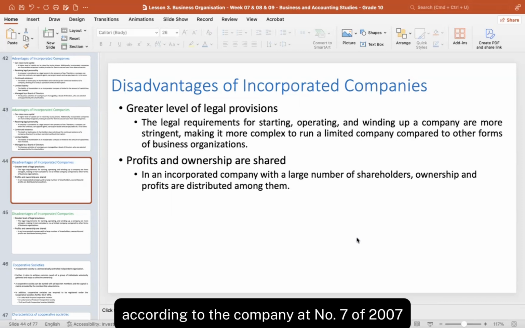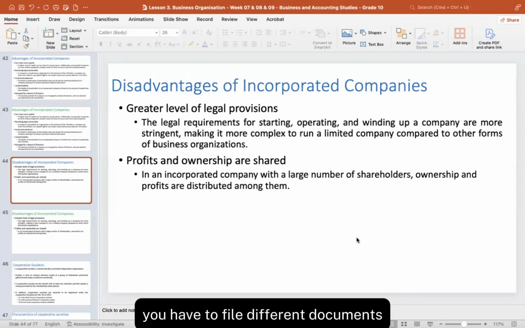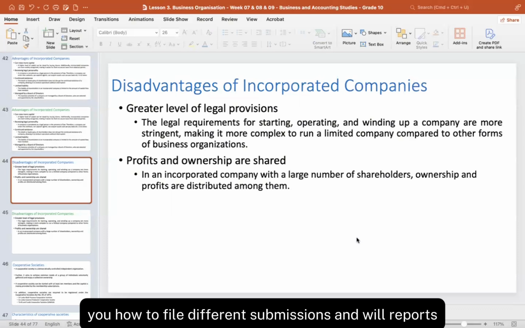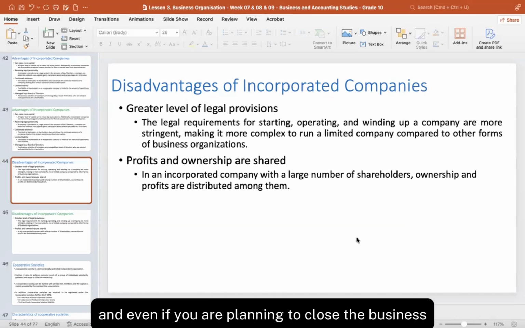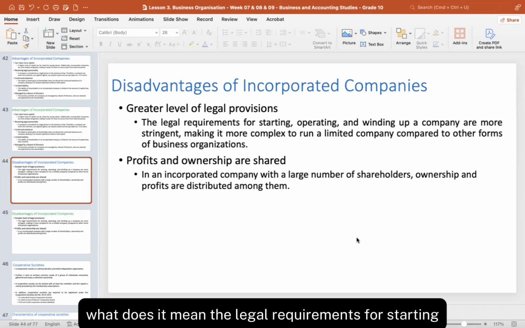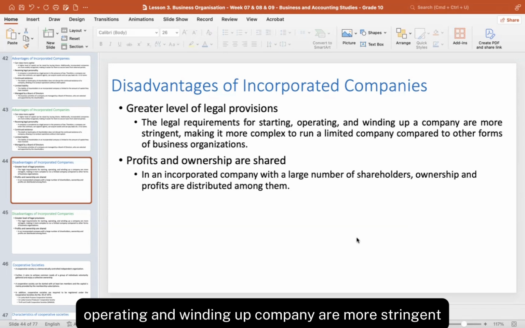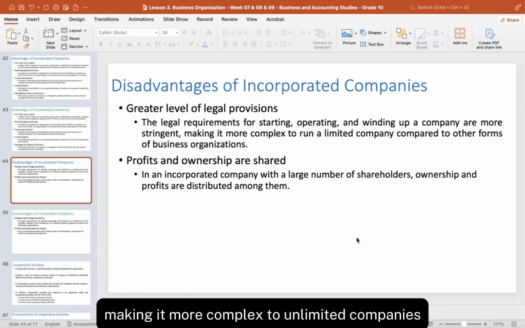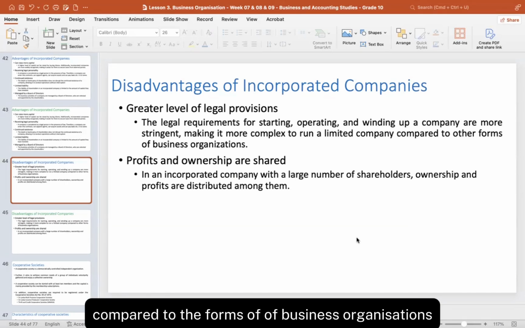According to the Company Act number 7 of 2007, you have to file different documents. Even after starting the company, you have to file different submissions, annual reports, financial reports, and even if you are planning to close the business, that is a separate process. Okay, so it is a difficult thing. Greater level of legal provisions. What does it mean? The legal requirements for starting, operating, and winding up a company are more stringent, making it more complex to run limited companies compared to the other forms of business organizations.